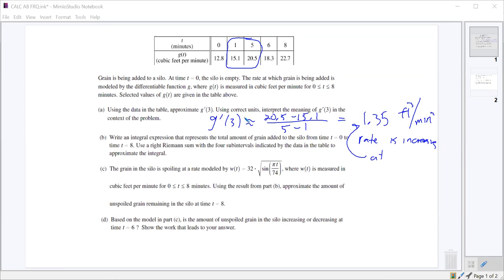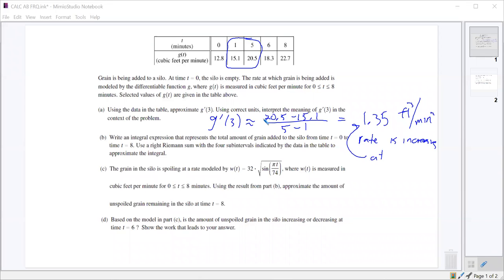Now that I'm recording, I'll go back over it for half a second here. G prime of 3, since we don't have the function, we just take the average rate of change on the interval surrounding it. So 20.5 minus 15.1 over 5 minus 1. It's feet cubed per minute, so feet cubed per minute squared, and it's the derivative of a rate, so it's telling us that that rate is increasing at 1.35 cubic feet per minute squared.